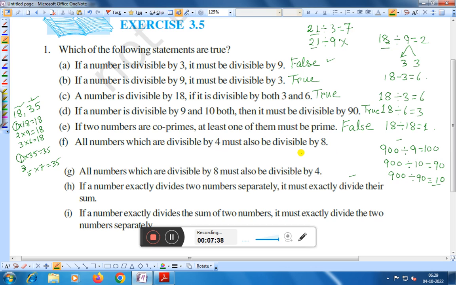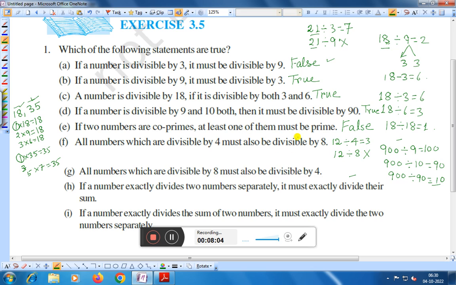Let us take one number, that is 12. Now we see 12 is divisible by 4, exactly divisible. 4 times 3 is 12. But 12 is not divisible by 8. We will not get any whole number, right? Therefore, you can say that all numbers which are divisible by 4 must also be divisible by 8 is false.